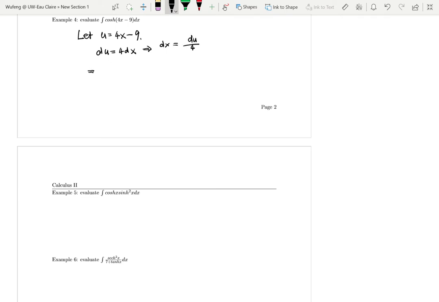And put it back. Plug the u back into the function, which is a hyperbolic cosine u times du over 4. And that is 1/4 hyperbolic cosine is just the hyperbolic sine u plus c. So the final answer is 1/4 hyperbolic sine 4x minus 9 plus c.